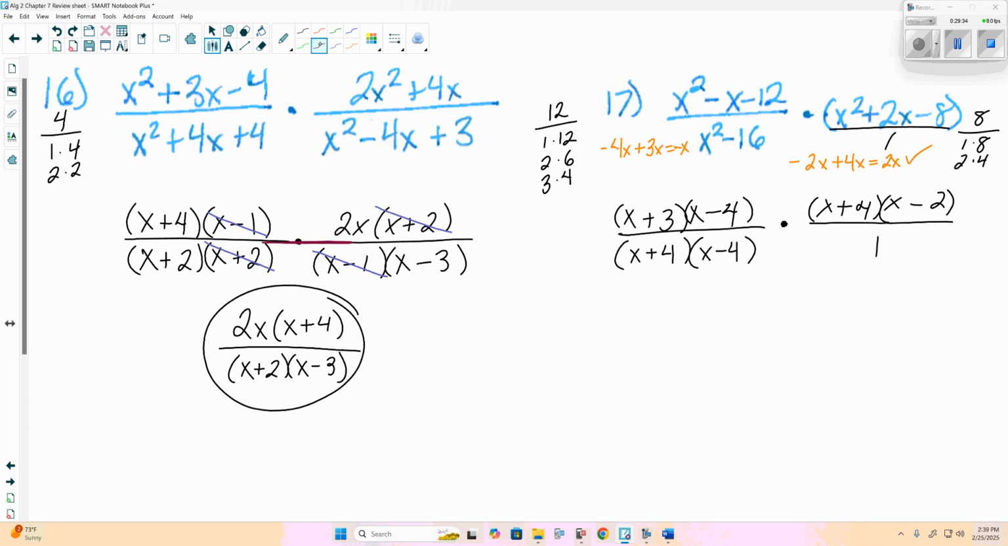And when we multiply these here, we'll see that the x minus 4 and x minus 4 here will cancel. X plus 4 and x plus 4 will cancel, leaving us with x plus 3 times x minus 2 over 1. So when we're dividing by 1, we don't have to write it. But if 1 ends up on top, we do have to include it.